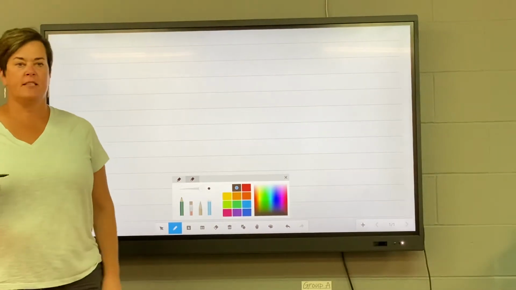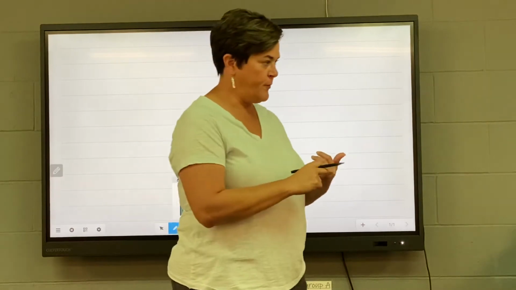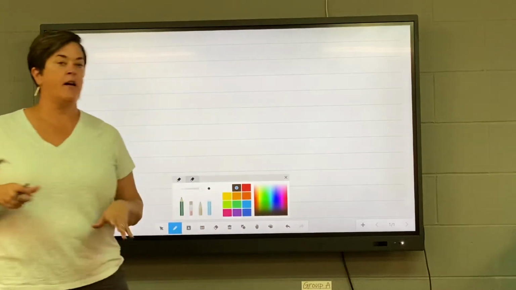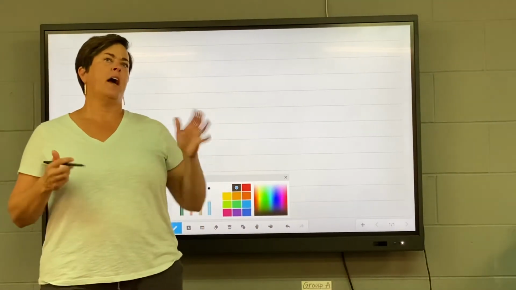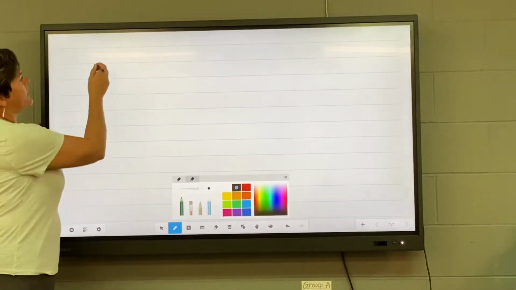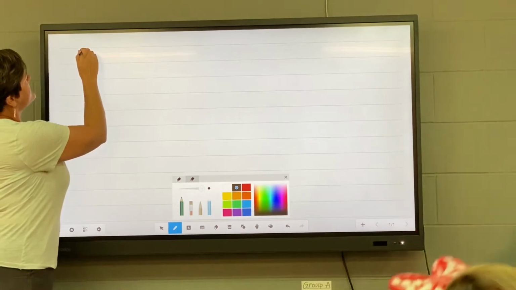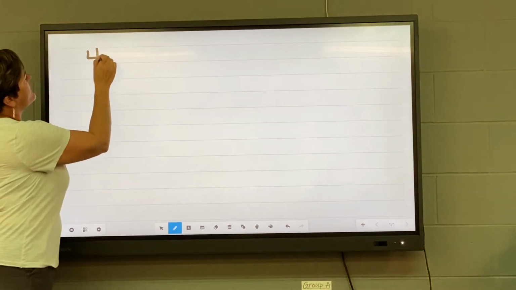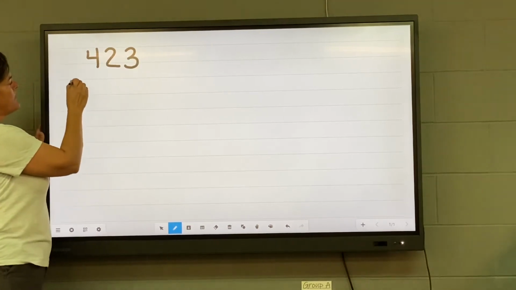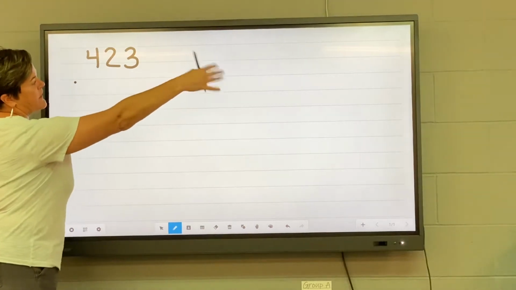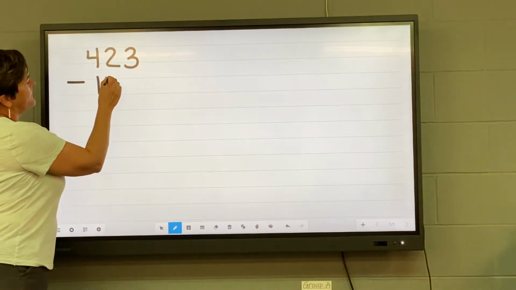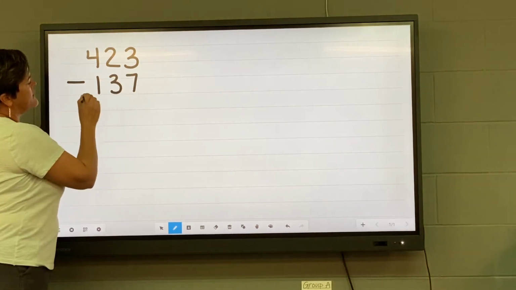We have practiced the standard algorithm. We have practiced using the base 10 blocks. And we have talked about breaking it apart. But I think let's do a little bit of practice with that today. So with our problem, let's say 423. Leave some space over on the right side of your board too. We're gonna subtract 137.